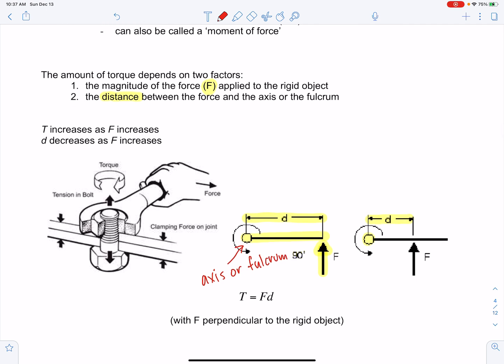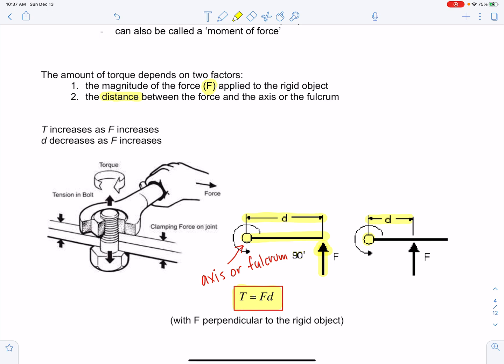If the distance between the force and the axis increases, it makes the job easier. If the distance is decreased, it makes the job more difficult. This is our equation for torque. Torque is equal to force times distance. So remember that, we'll use it often.